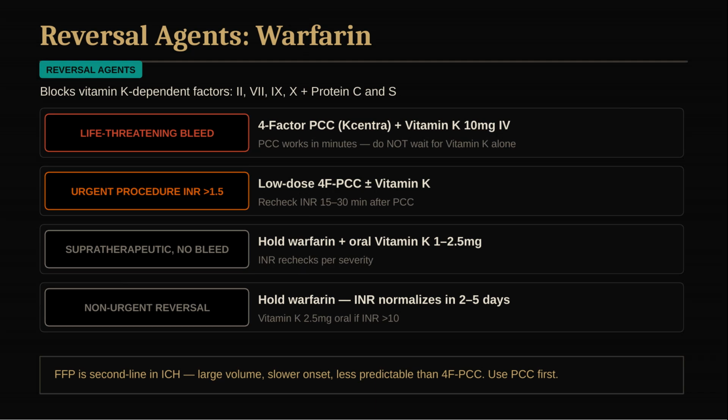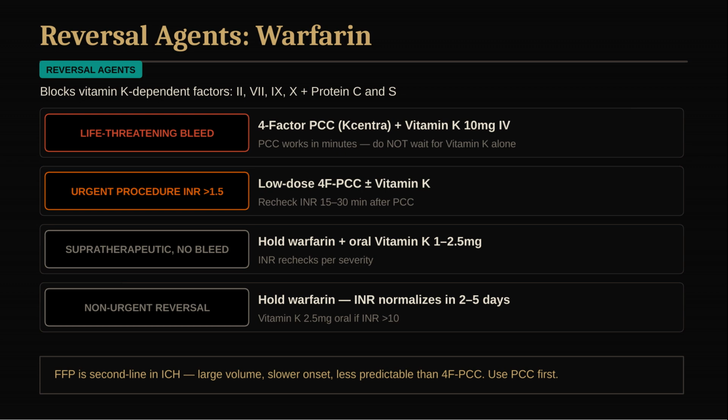Warfarin blocks vitamin K-dependent factors 2, 7, 9, and 10, plus protein C and S. Reversal depends on urgency. Life-threatening bleeding: 4-factor prothrombin complex concentrate, PCC, plus vitamin K 10 milligrams IV. PCC works in minutes. Vitamin K prevents rebound in hours. Fresh frozen plasma is second line: large volumes, slower, less predictable.